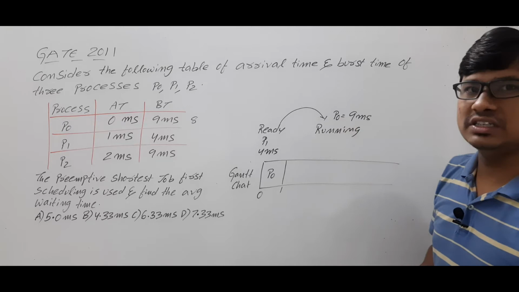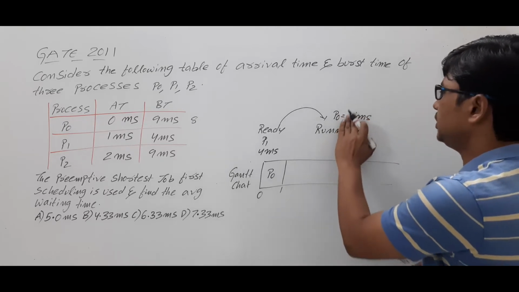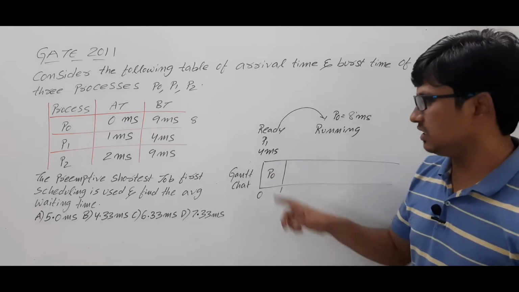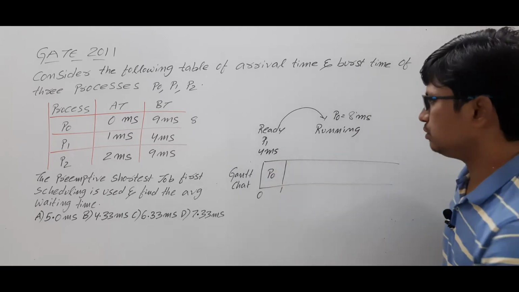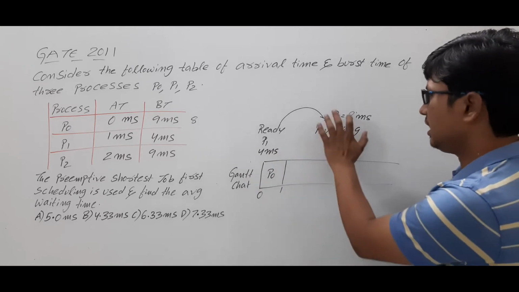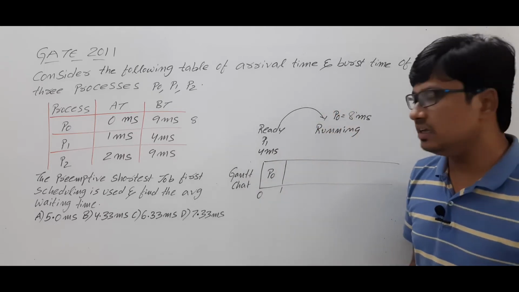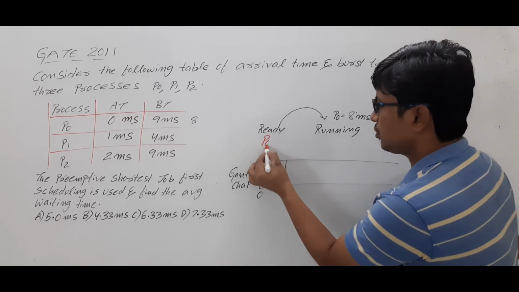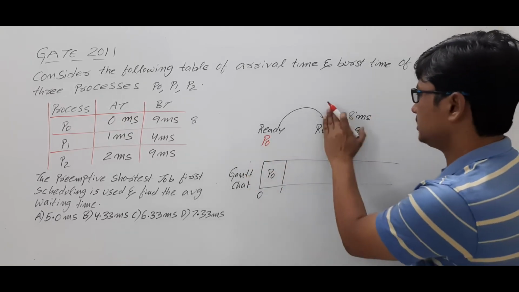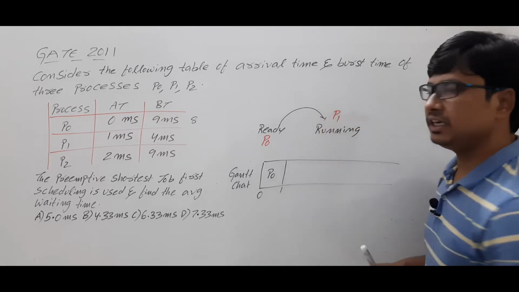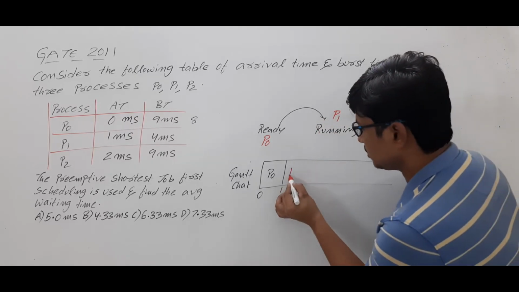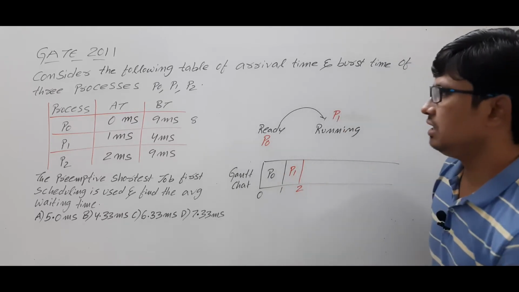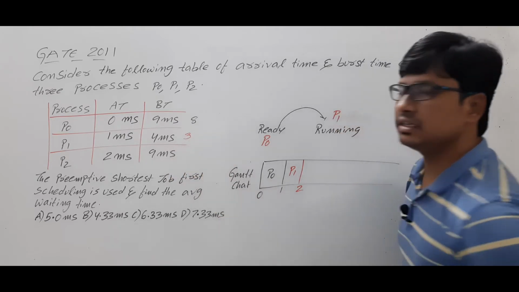The process which has the lower burst time is given high priority to be dispatched to the running state. Look at the process in the running state, which is P0. It requires 8 milliseconds, and the process in the ready state needs only 4 milliseconds. So this has higher priority compared to the process in the running state. So we need to do context switching. Process P0 will be shifted to the ready state and process P1 will be dispatched to the running state. Now it will be executed for 1 millisecond, then its remaining burst time is 3 milliseconds.